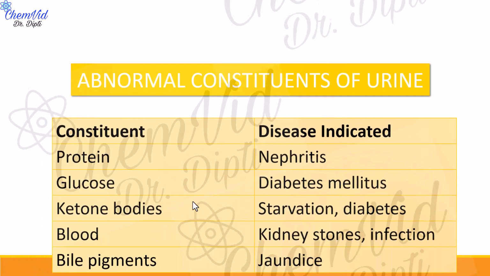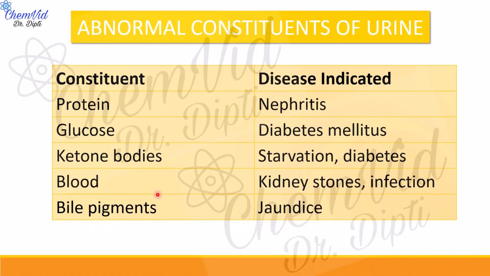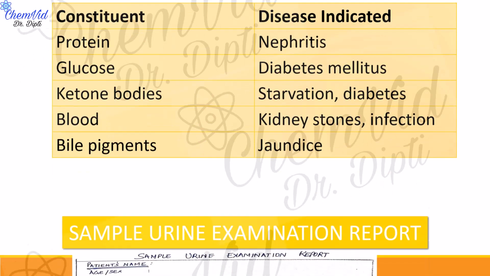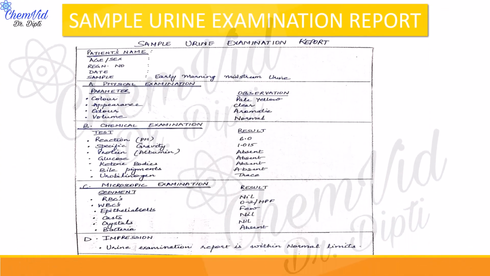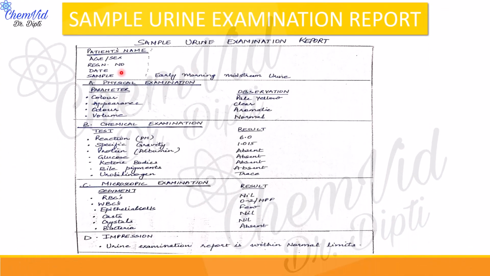Then next comes the abnormal constituents of the urine. Here you can make a small table representing the abnormal constituents. Here are the different constituents and here are the diseases which are indicated by these constituents. Then comes the sample urine examination report. So here you can make a small sample urine examination report in your assignment as well.